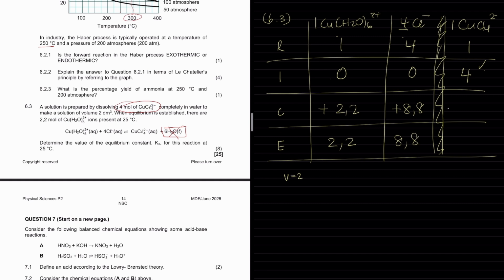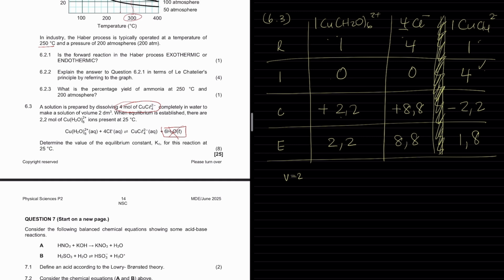Now this side will have a minus. That's why I put a double line to separate it. And now we use the ratio. The ratio here is 1 to 1. So if that increased by 2.2, this will decrease by 2.2. So this will be 1.8. So we have all of the equilibrium moles now, and we just need concentration to calculate Kc.